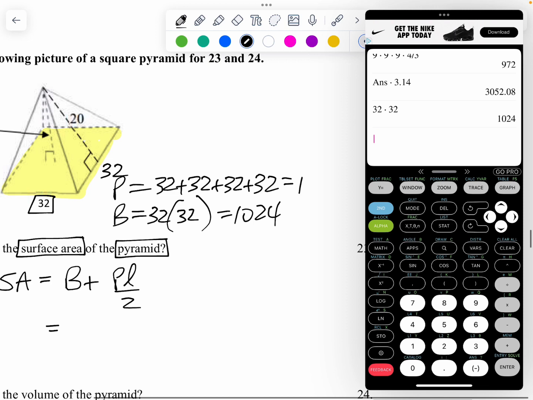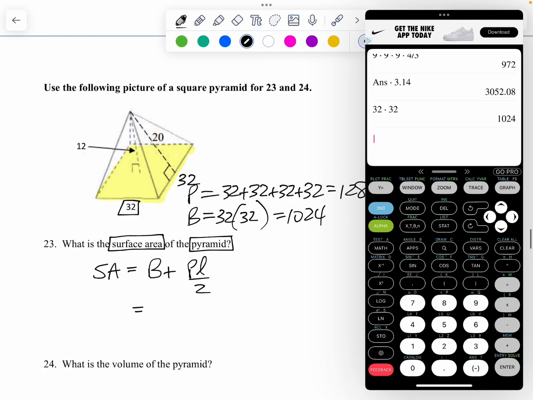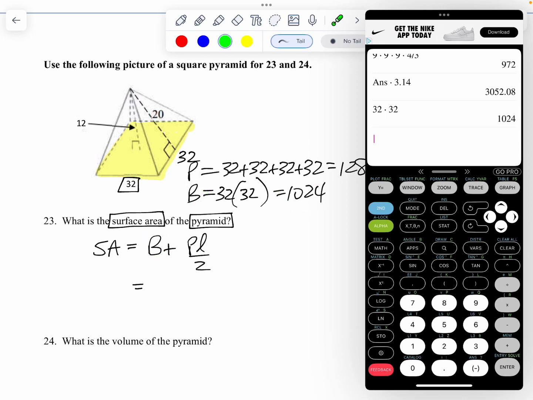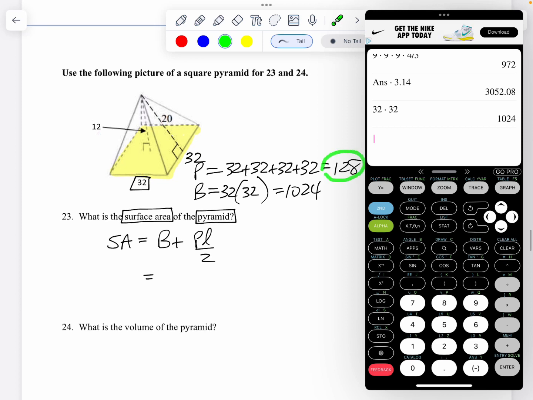And it gives you 128, FYI. So what do I do now? Now the hard part is over. I'm plugging in the big B right here, which is 1024. And I'm taking my 128, which is my P, and I'm plugging it in right there.